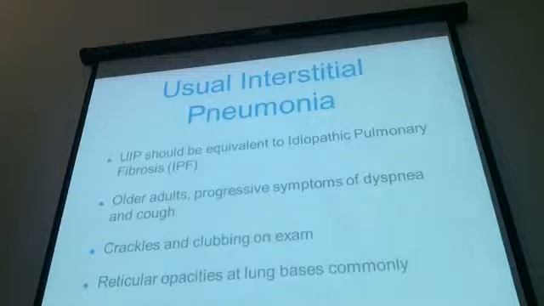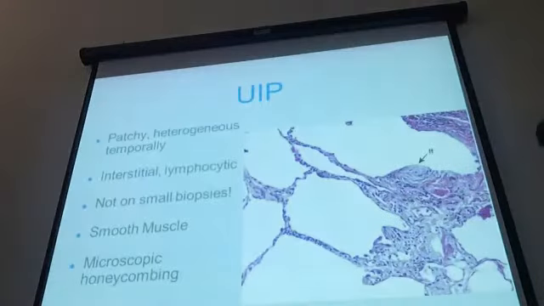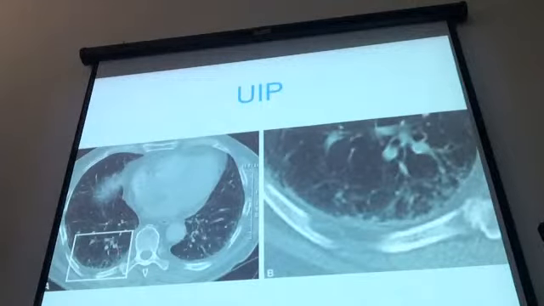These are usually older adults, and they have had dyspnea and cough. Clinically, they will have some crackles, particularly in the bases of the lung. They may have clubbing of their digits, indicative of lung disease, and the radiography will show these reticular opacities. So here's what those look like on a CT scan. Here at the base of the lung, you see a little bit of interstitial changes here that correspond to this reticular pattern of disease.